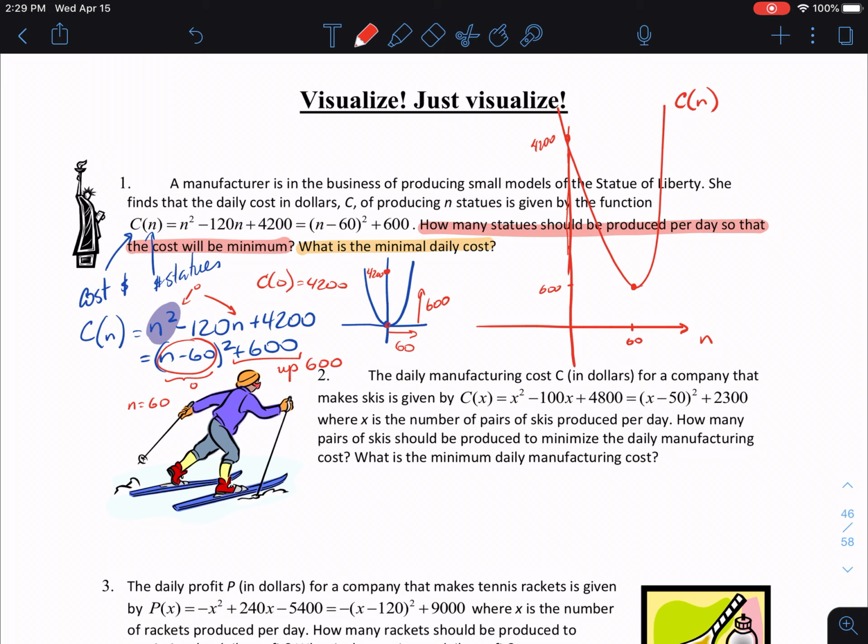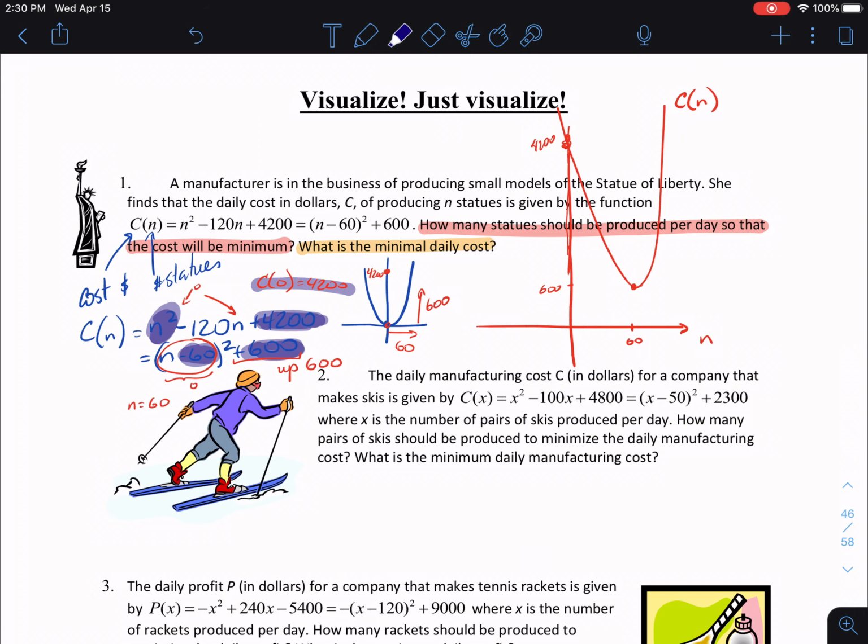Do you see that we were able to get these facts from these forms? In fact, four facts. The fact that it was a parabola, the shape of an x squared, came from the fact that we saw n squared. The fact that it would cross the y-axis at 4200 came from the first form. The horizontal shift, the fact that the vertex is at 60, and the vertical shift, the fact that the vertex is up 600.